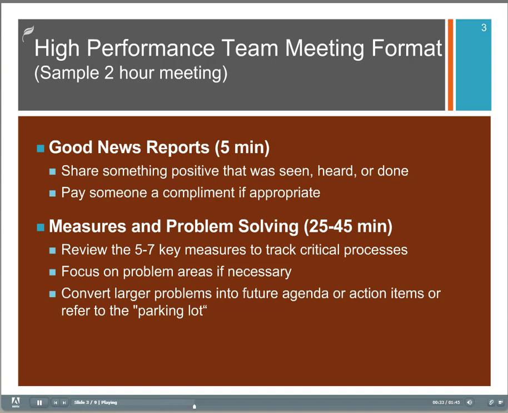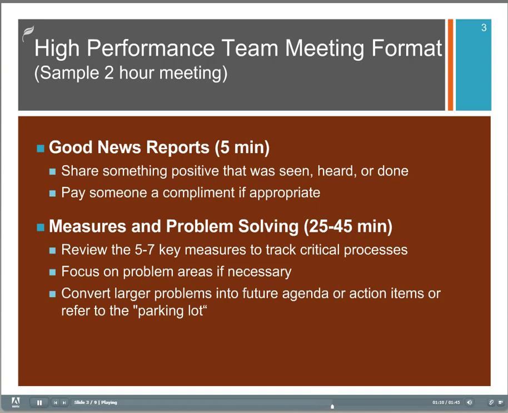It really helps. Then go into measures and problem solving. You should be able to determine 5 to 7 key measures to track to identify how your critical processes are doing, whether you're talking about a specific project, a process, a department. You should be able to identify the items that will tell you whether or not you're in trouble. So it's kind of like a dashboard. And some of you might be familiar with the balanced scorecard. This isn't too much different than that concept.